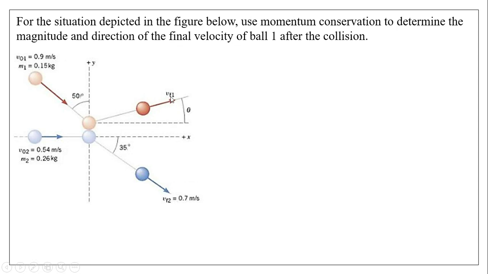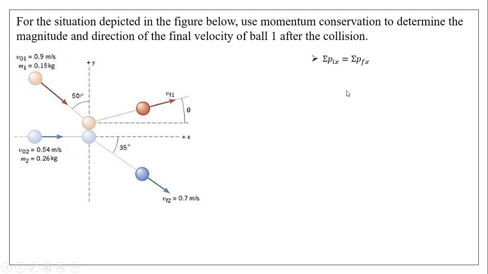It asks us to find VF1, the final velocity of ball 1, so we need to find a couple pieces of information: VF1x and then VF1y. Alright, so let's go ahead and crack at it. In order to do so, set up conservation of linear momentum in the x direction by itself, and in the y direction by itself. I'm just going to start with the x here.